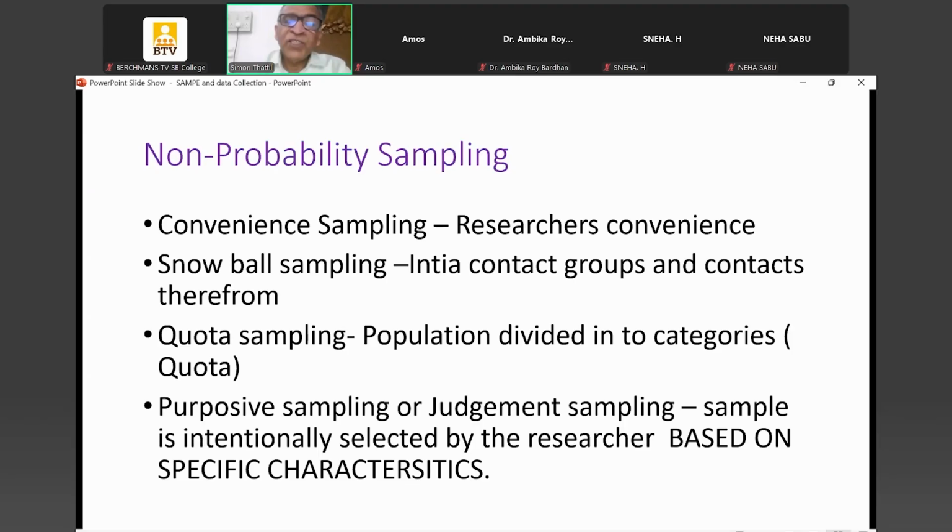Then again, you have purposive sampling or judgment sampling. This is a method in which units are intentionally selected by the researcher, based on some specific characteristics. As I said, I want customers who have made 5 purchases in a month. So there is a purpose. The purpose is to select only those, because I'm trying to look at the features of a product.